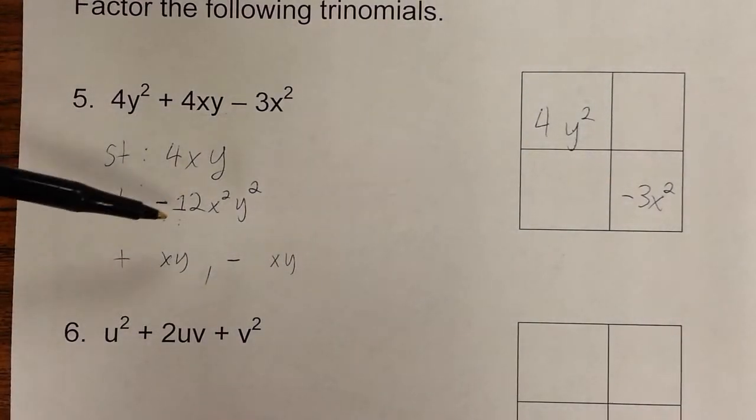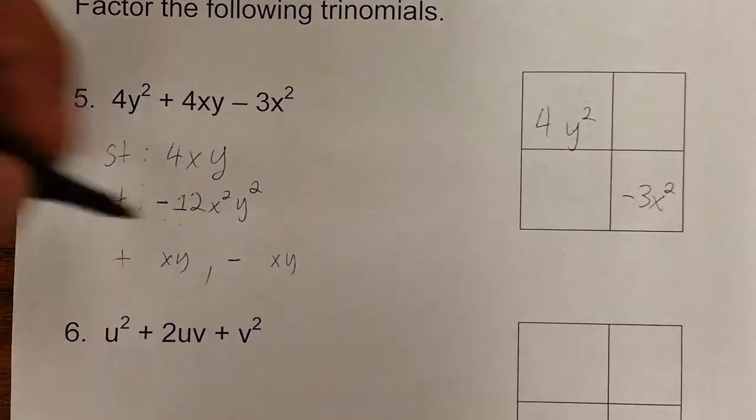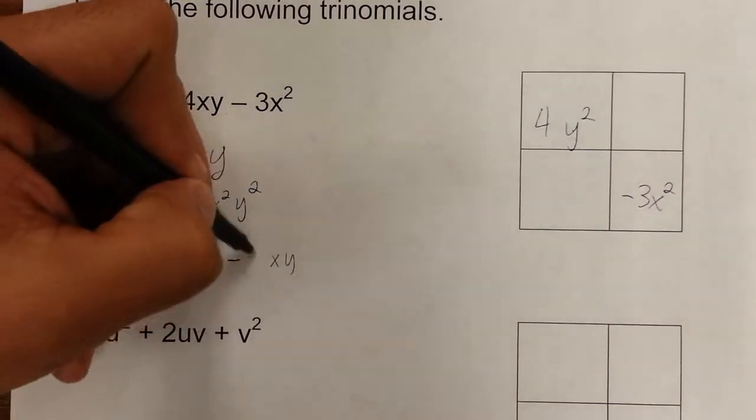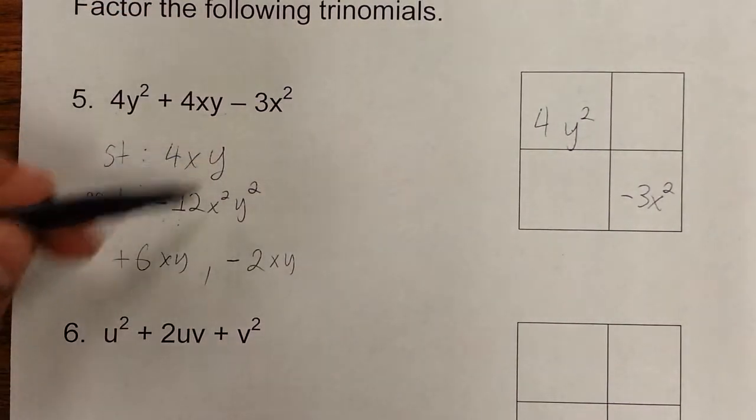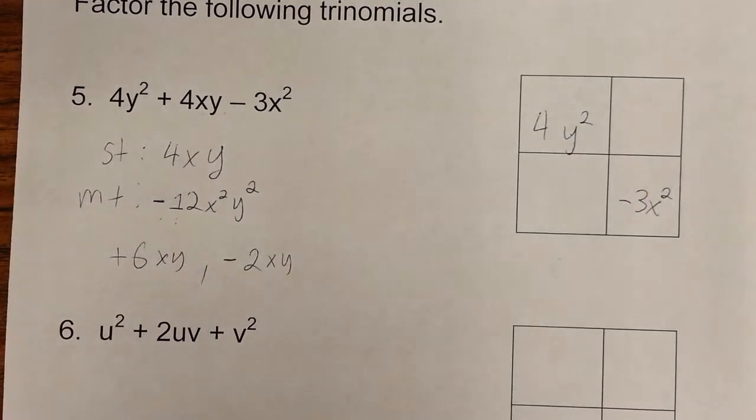Let's think of two expressions. We've got 6 and 2. If we were to do a positive 6 and a negative 2, we would get a positive 4xy, and they would multiply to negative 12x squared y squared.